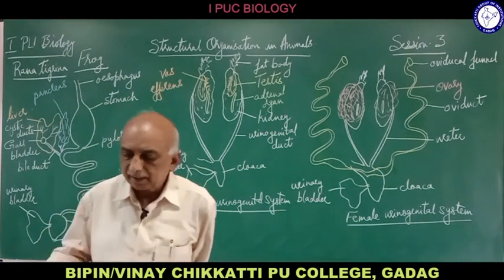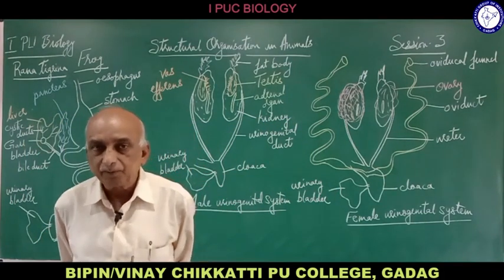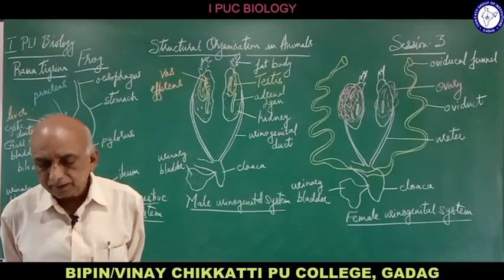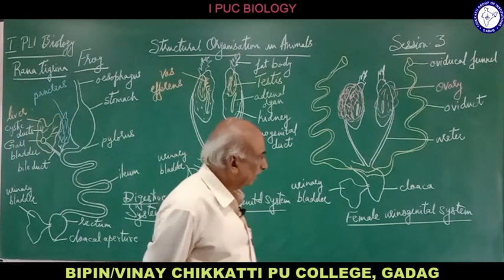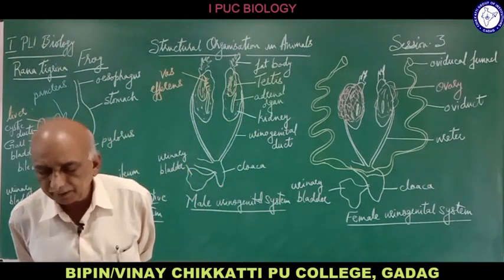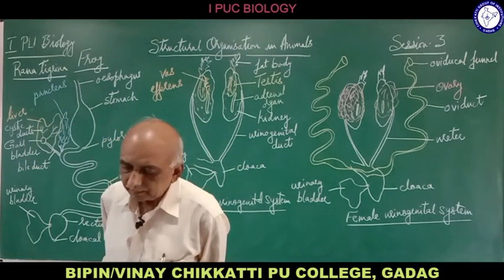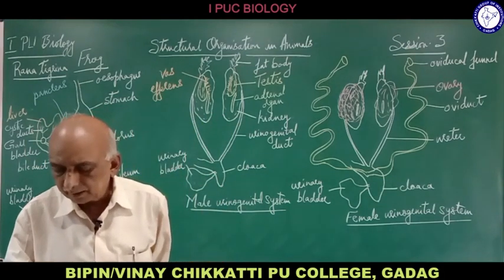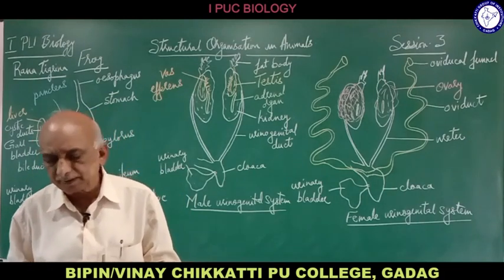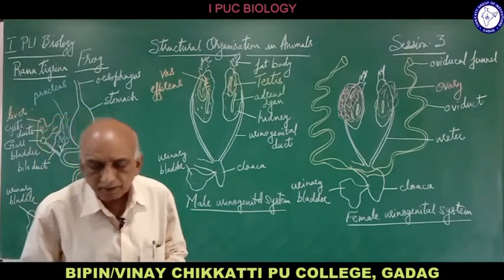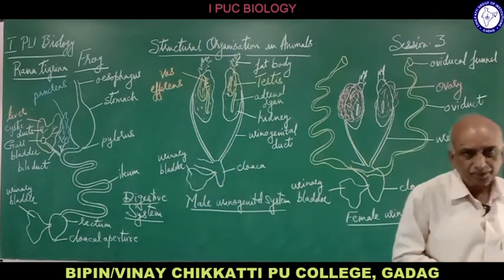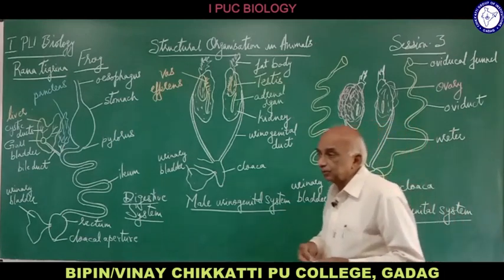The sinus venosus receives blood from different parts of the body and sends it to the ventricle, and from the ventricle it is carried to the lungs, and from the lungs it comes back to the heart. But here there is also another chamber called the conus arteriosus. The ventricle opens into a short, small sac-like structure called the conus arteriosus.